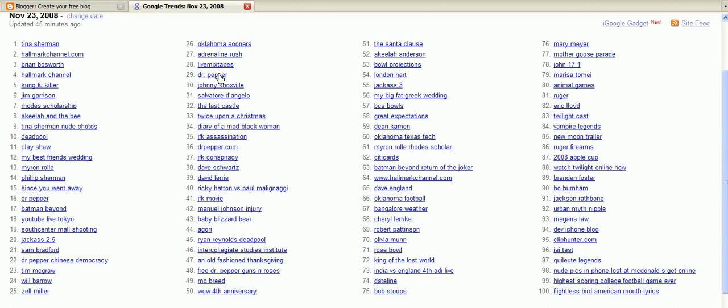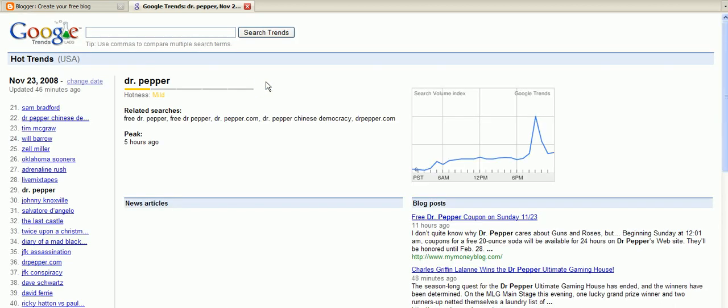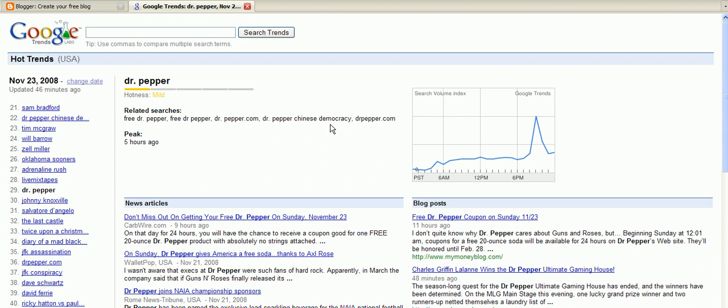So for some reason, like Dr. Pepper, that's a hot search item. So we could figure out what the big phrase is that's getting them to search for Dr. Pepper. So it could be free Dr. Pepper coupon, free Dr. Pepper. That seems to be the hot topic right there.